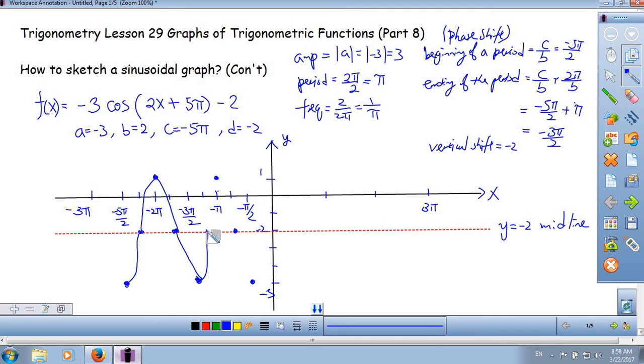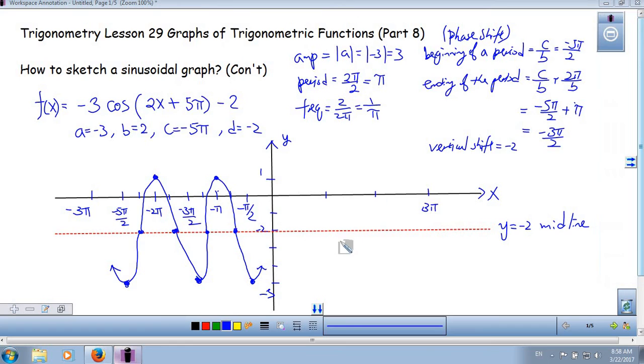So I have drawn 2 periods. Usually we can stop after we draw 2 periods. I can keep going, but that will give us a good idea of how to sketch the graph. So again, this is a review of what we did last video. If you need more examples and explanations, please go ahead and review the previous video, lesson 28.